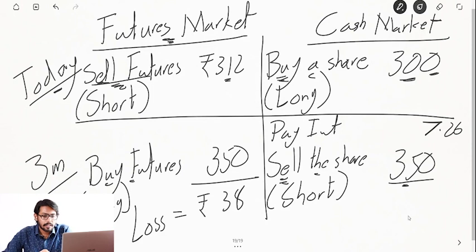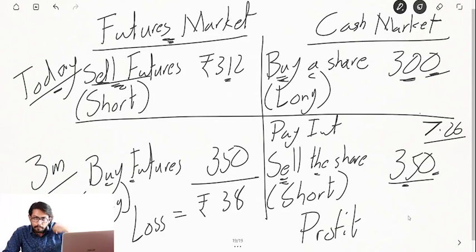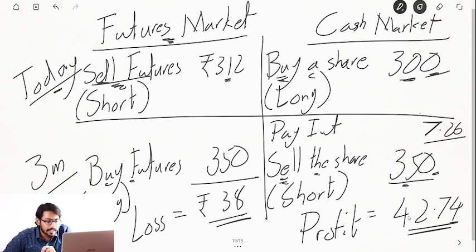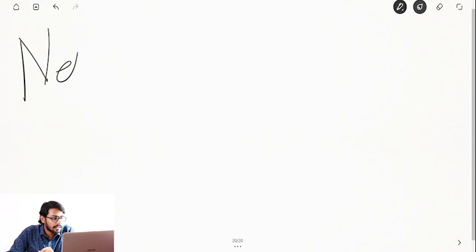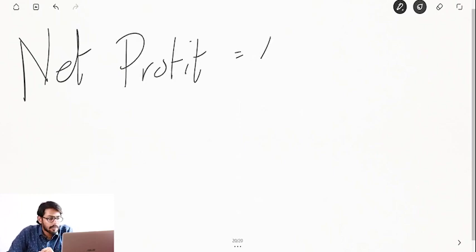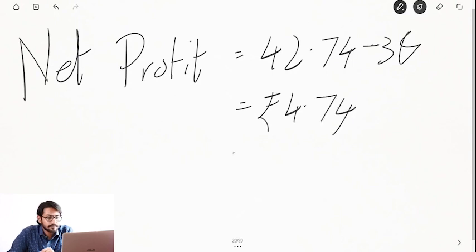Now, in the share market, you bought for 300, you paid 7.26. So total outflow is 307.26. You sold it for 350, so you have an inflow of 350. You make a profit. Inflow, you are receiving 350, you have paid 300 to buy the share and paid 7.26 interest cost. So you make a profit of 42.74. You have a loss of rupees 38, profit of 42.74. Net profit is equal to 42.74 minus 38, which is rupees 4.74. You get a net profit.